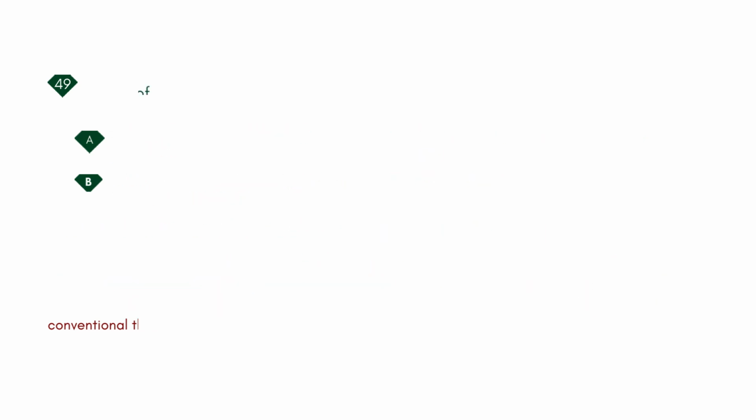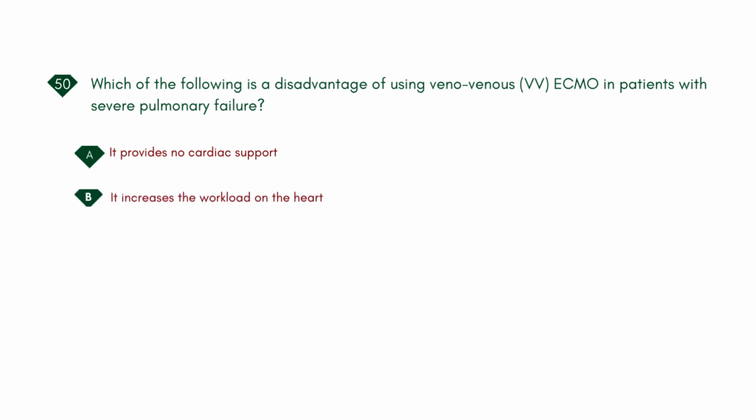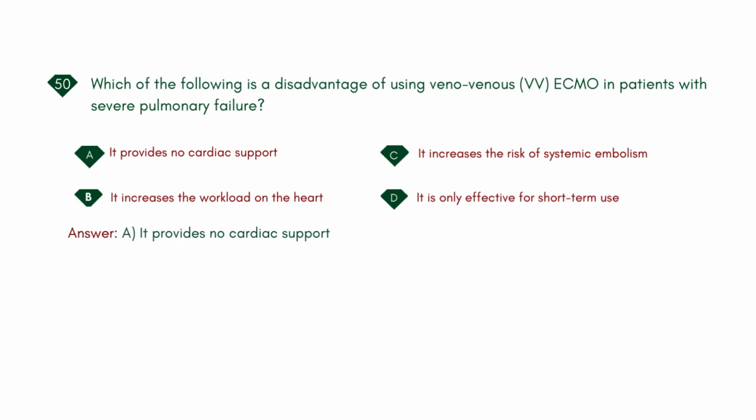Which of the following is a disadvantage of using veno-venous (VV) ECMO in patients with severe pulmonary failure? A. It provides no cardiac support. B. It increases the workload on the heart. C. It increases the risk of systemic embolism. D. It is only effective for short-term use. Answer: A. It provides no cardiac support.